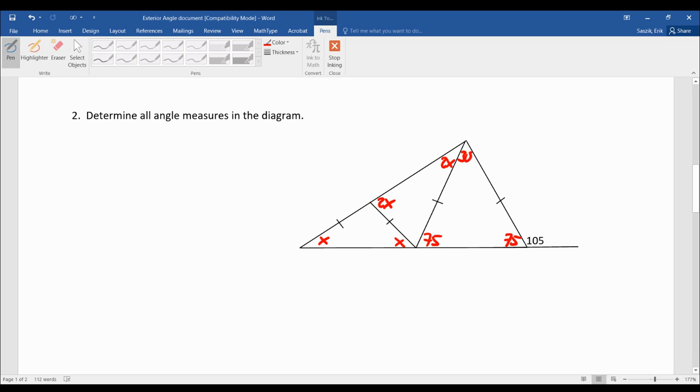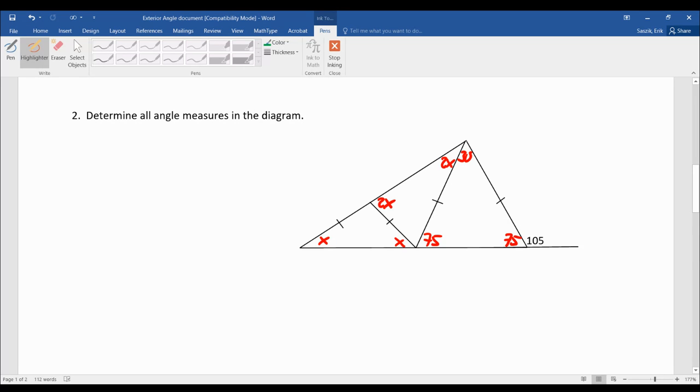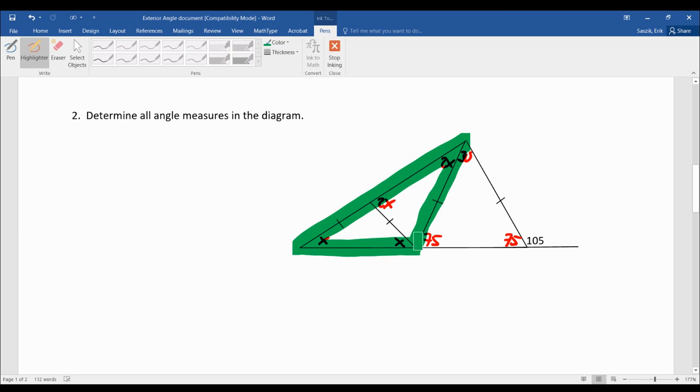I want to show you something cool, though, because this is something that students don't see, and you're going to need this in some problems for sure. Check this out. Let's look at this triangle right here.